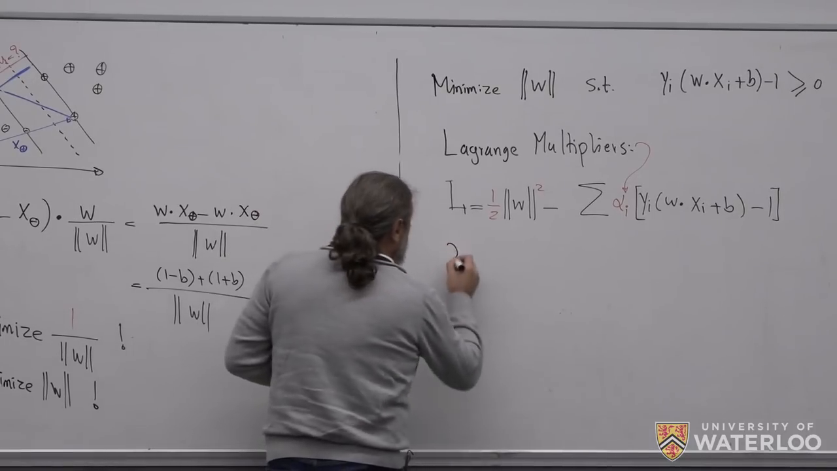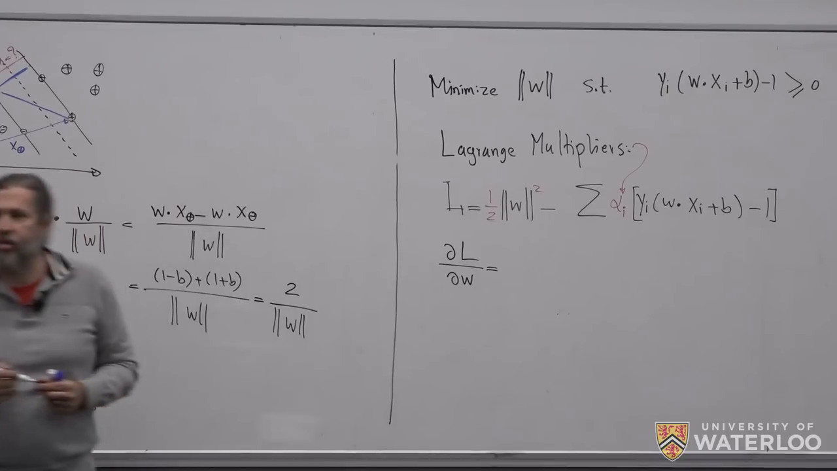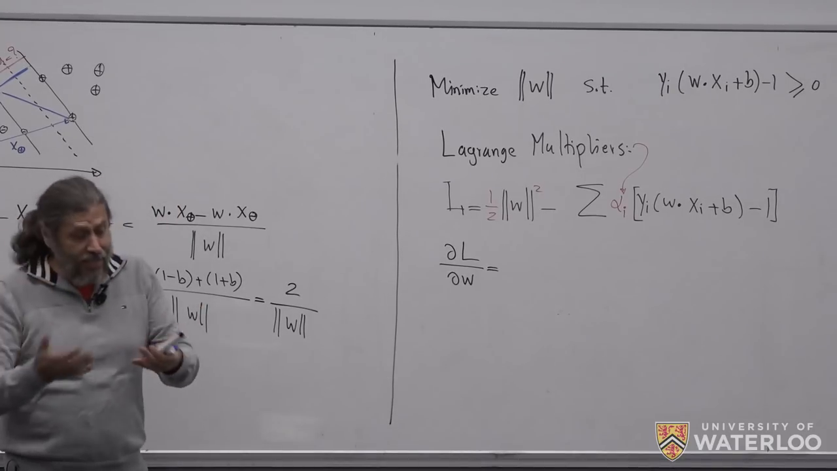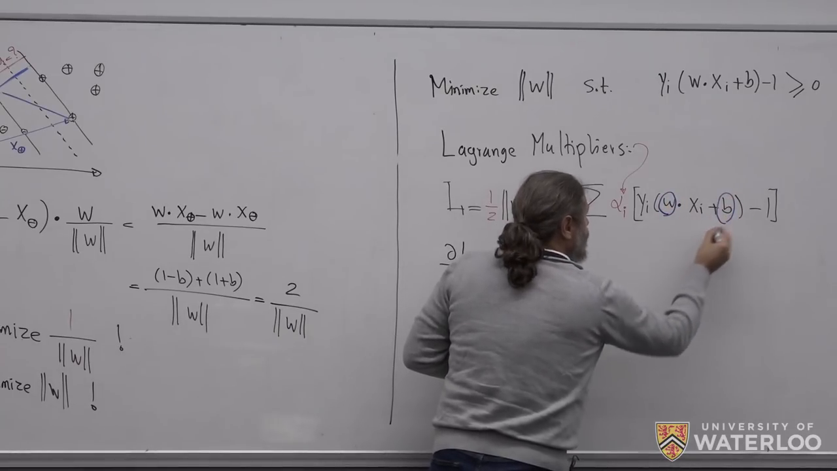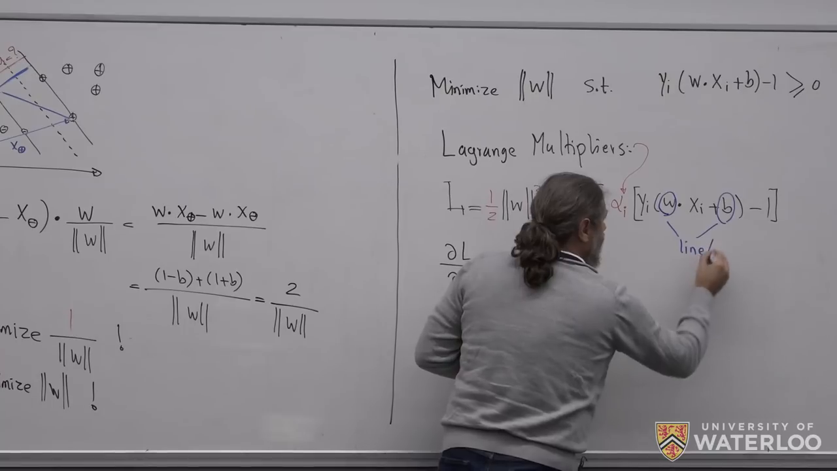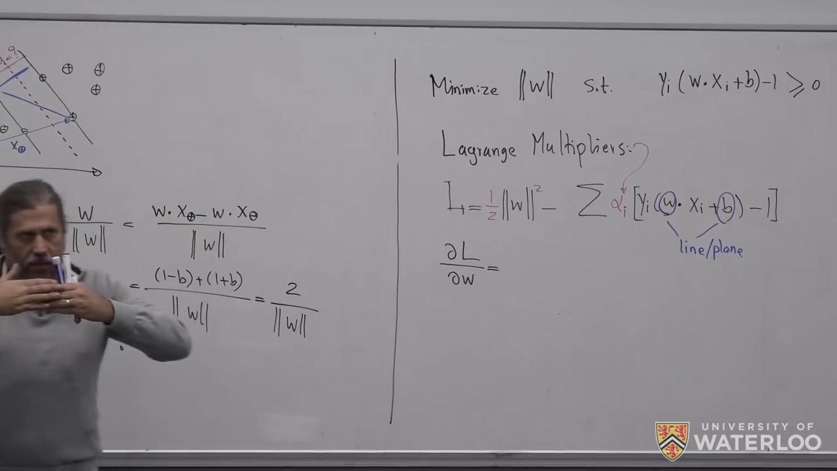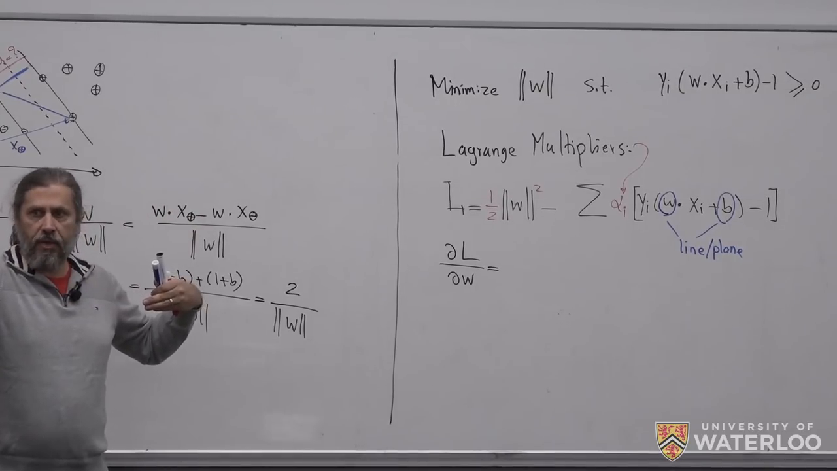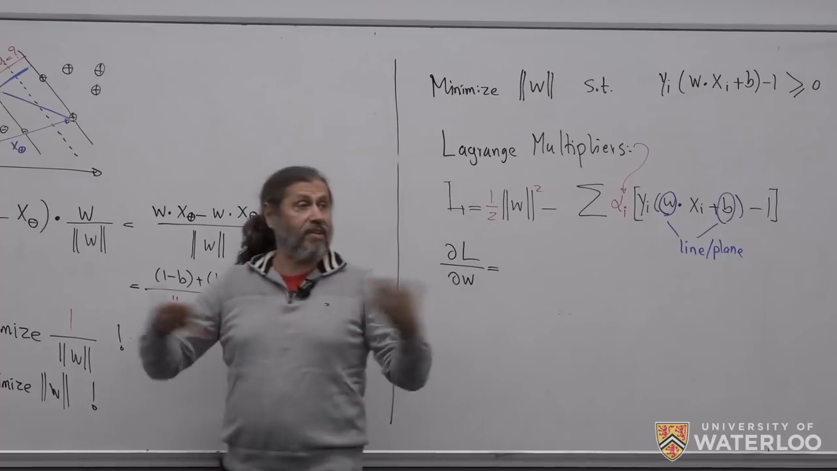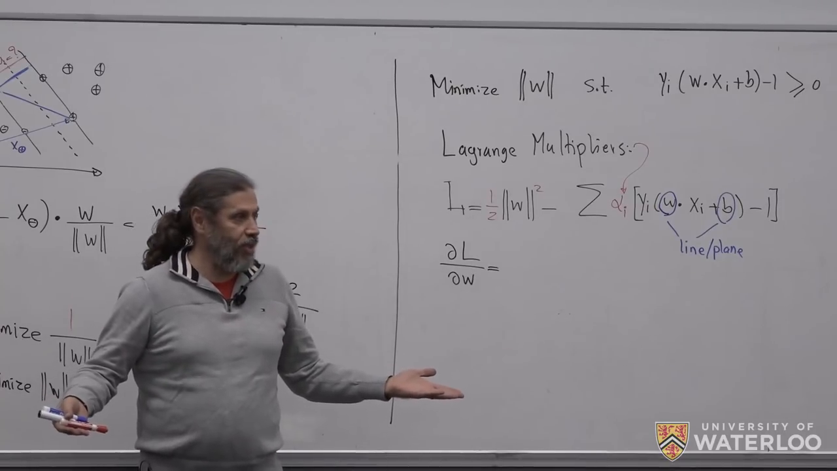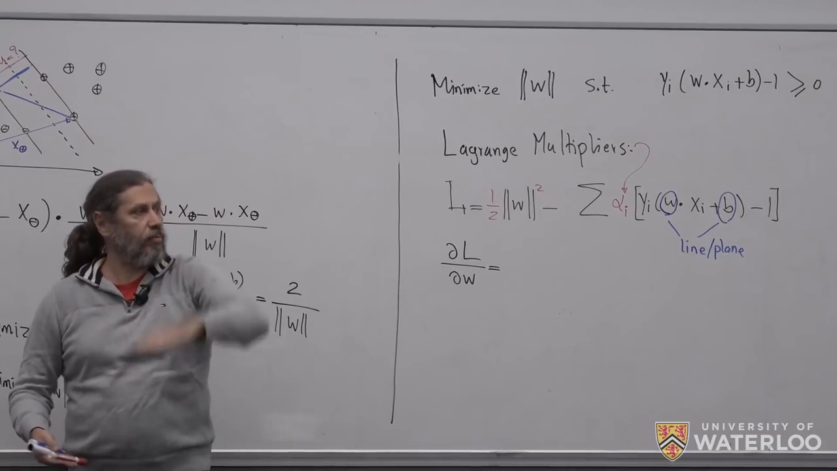Okay. Now we have to build the partial derivatives with respect to two things. This is still a line. So this is a vector, and this is a factor. So this is my line or plane. This is the parameter that will span my line, right? So I have to build a derivative with respect to W and with respect to B. For what W do I get minimum or maximum? And for what B, that I can shift my plane, do I get minimum or maximum? A line.